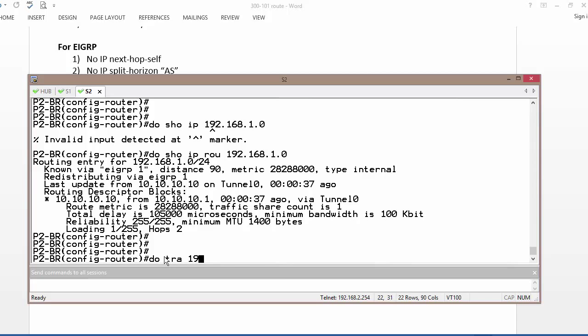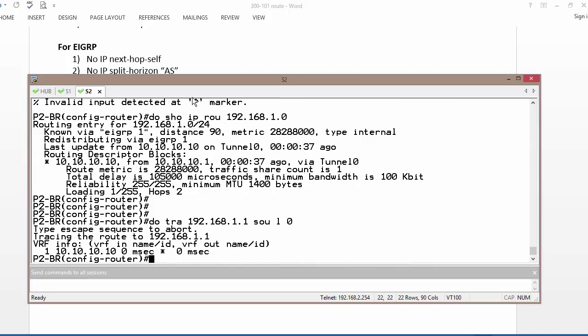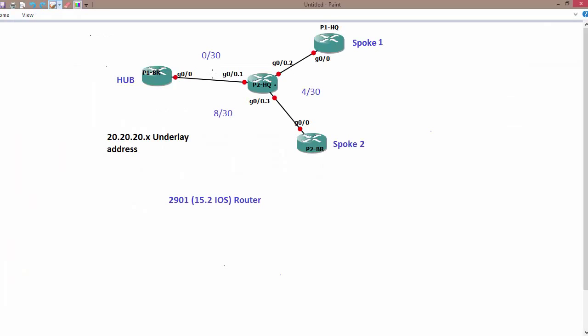So check it out. Do trace route 192.168.1.1, my source address going to be my loopback 0. Now we can see, because your hub is not going to send information that it is the originator of this network, you can get whatever network is advertised by the spokes directly rather than coming to the hub. This is the tuning you need in order for your routing protocol to work correctly on phase 2.